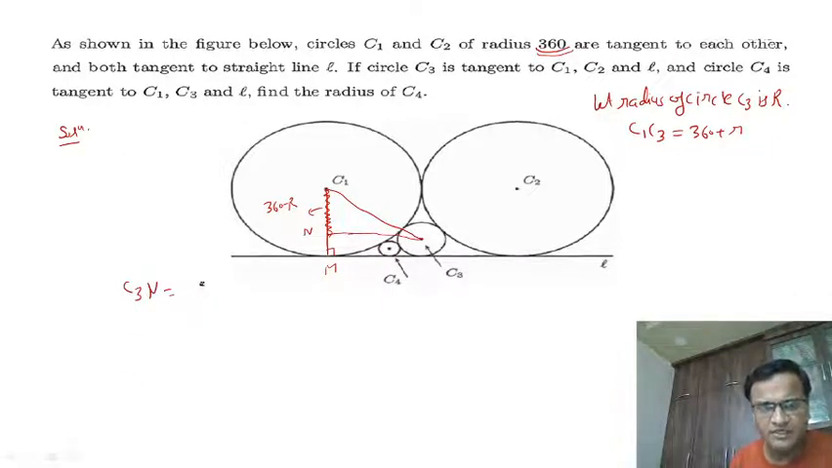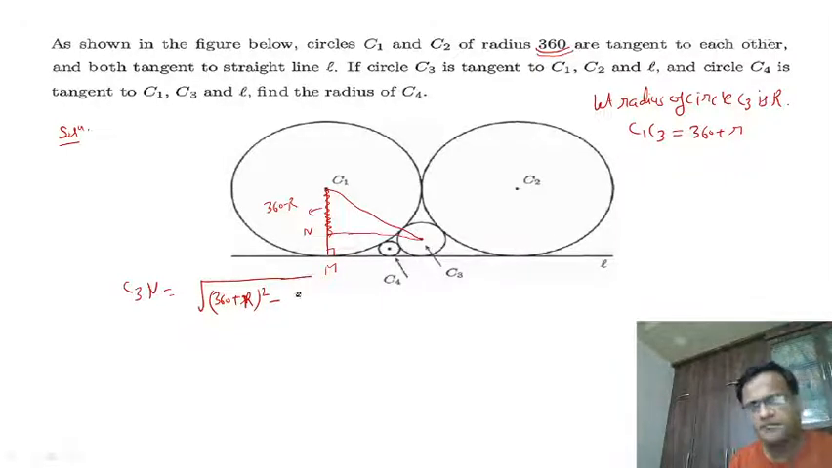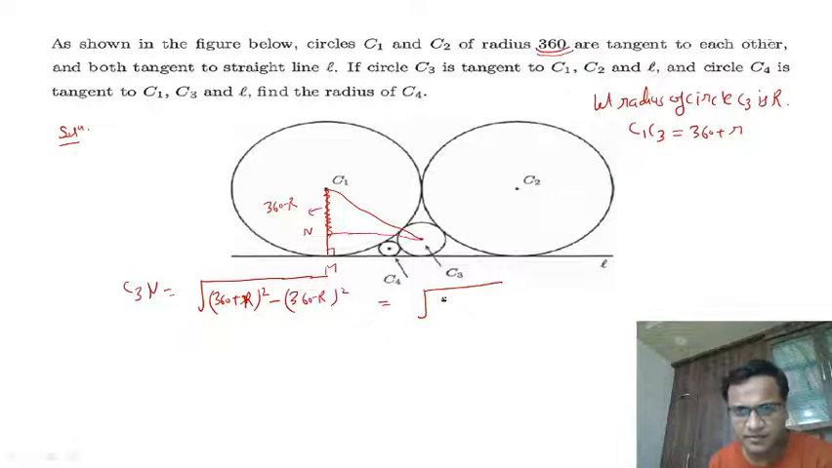This is clearly the square root of (360 plus R) whole square minus (360 minus R) whole square. Since (A plus B) whole square minus (A minus B) whole square is 4AB, this is 4 times 360 R. The square root of 4 is 2, the square root of 36 is 6, so 2 into 6, that is 12 times root of 10R.